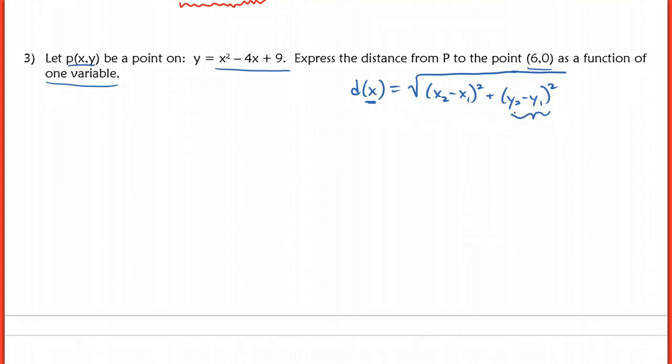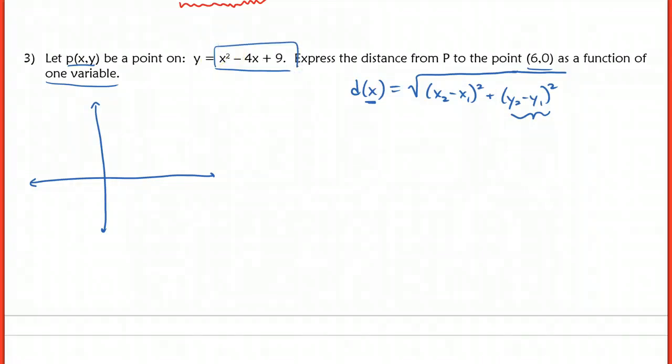Now, let's just draw out a picture to kind of help us to understand what we need to do here. Alright, so I'm going to graph this function and pick a point on it, and then draw the distance between that point and 6, 0. Alright, so when I graph this, I know it's a parabola, I know that it opens up.